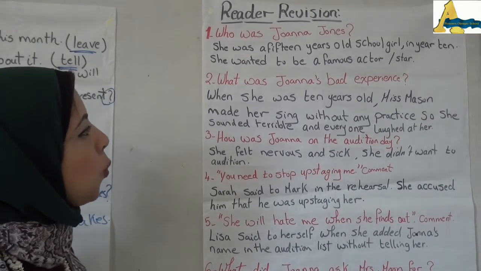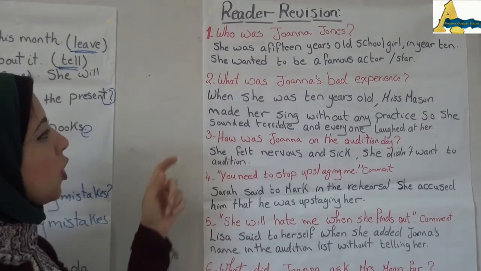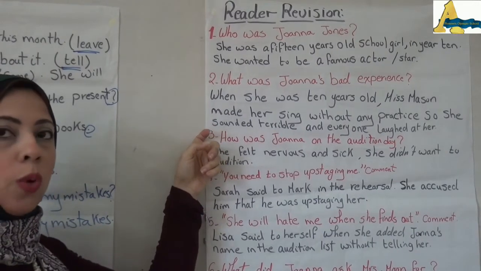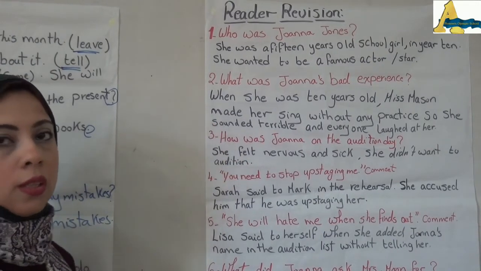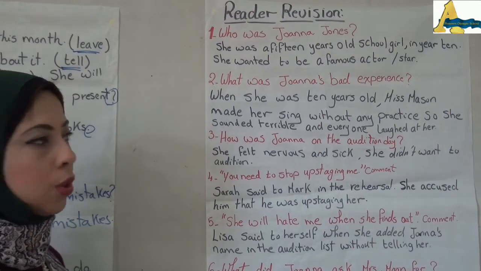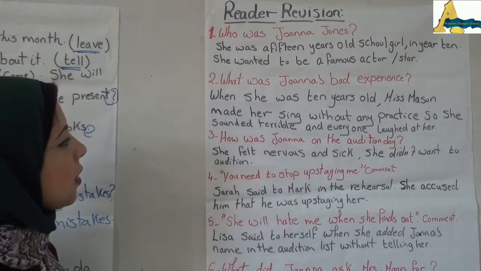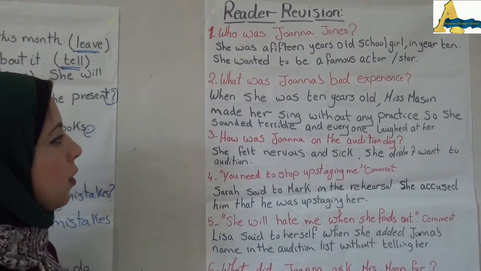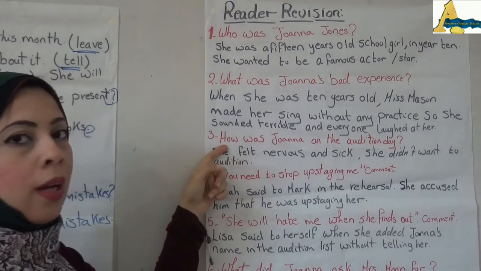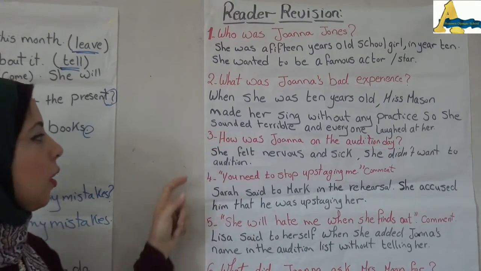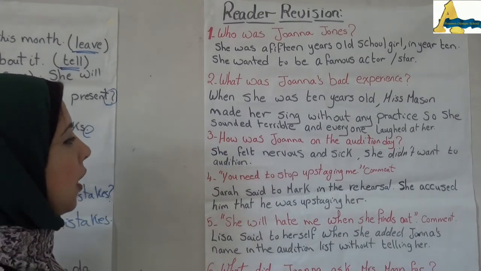Number 2, what was Joanna's bad experience? We said that she was having a bad experience. This is why she was afraid to act in the second audition. When she was 10 years old, Miss Mason made her sing without any practice, so she sounded terrible and everyone laughed at her.